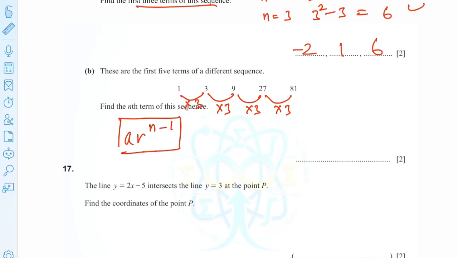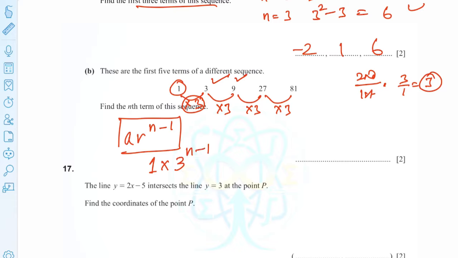Remember this one. What is a? A is the first term, so 1 times, what is r? See how to find r. We simply do second term over first term. That means 3 over 1 equals 3. Did you get it? Third term over second term, 9 over 3 equals 3. Doesn't matter, same answer. So r is 3, 3 to the power n minus 1. Since 1 is multiplying, it doesn't matter. So the answer should be 3 to the power n minus 1, which is the nth term of this question.